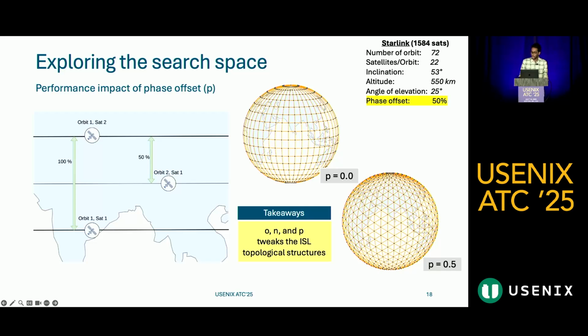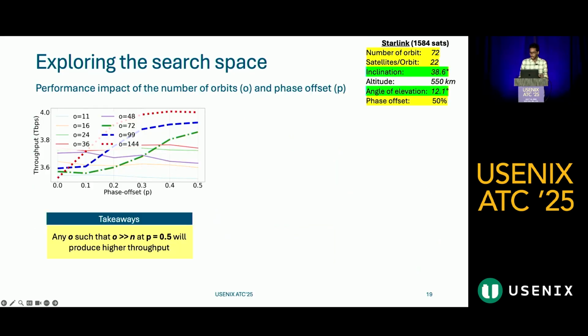After deeply exploring this high dimensional search space, we found that when the other parameters like inclination, elevation and altitude are close to the optimal value, any larger value of O means orbits at higher phase offset give higher throughput. As you can see in this figure, the x-axis is the phase offset and the y-axis is the throughput, and each line represents a different value of O. Notice any larger value of O at higher phase offset gives better throughput.